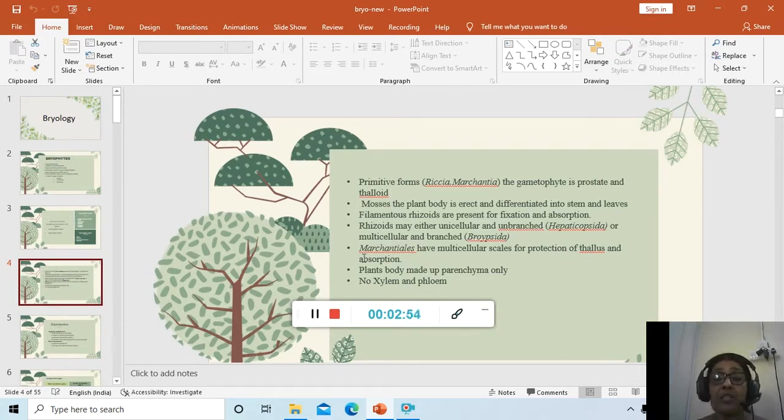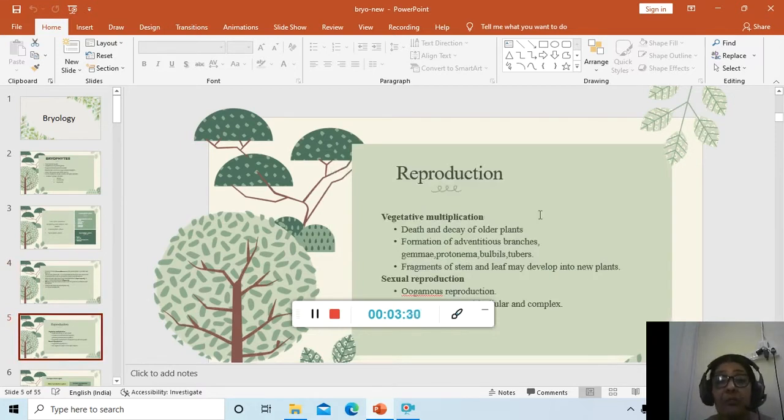Two types of rhizoids are there. One is unicellular and unbranched, and the second is multicellular and branched. In Marchantia, there are multicellular scales, to protect the thallus and also for absorption of water and nutrients from the substrate. One peculiarity of bryophytes is that the plant body is entirely made up of parenchyma. You cannot see collenchyma or sclerenchyma in the plant body, and the vascular tissues are completely absent.